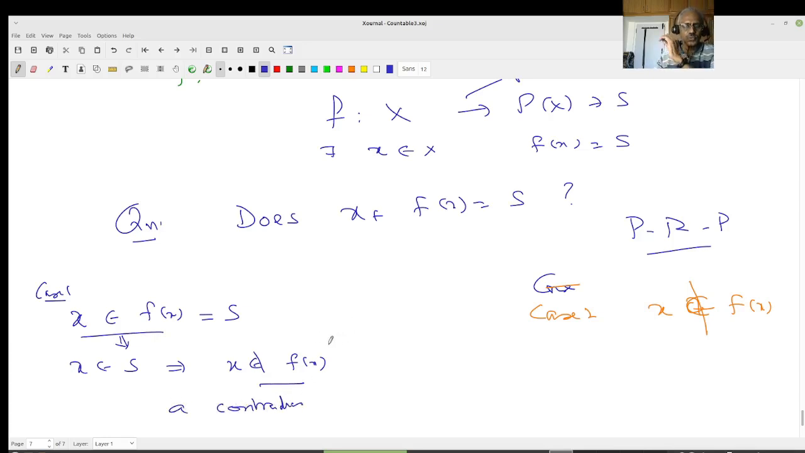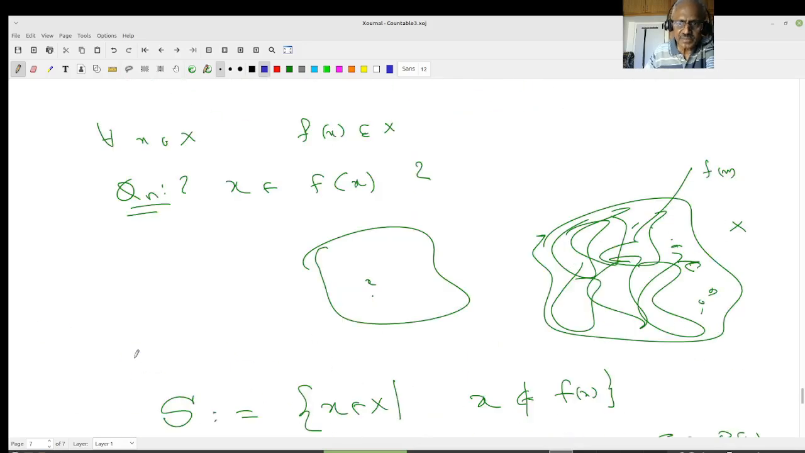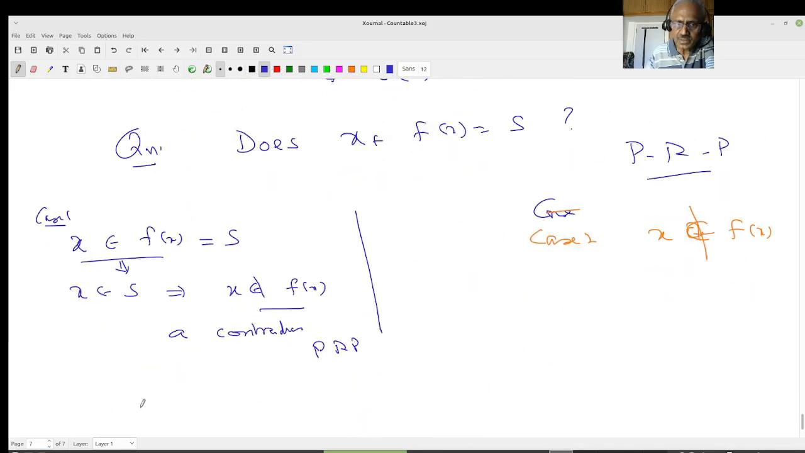So go through slowly, for this alone. Start with x, suppose x is in f(x), but f(x) is S, right? Since x belongs to S, what is the defining condition for S? x should not be an element of f(x). So I got x is not in f(x). So these two things are contradicting each other. Contradiction.